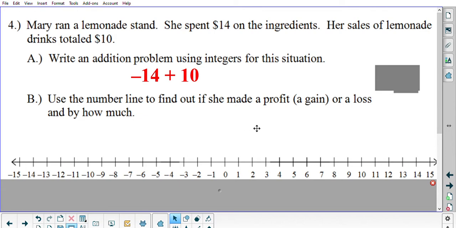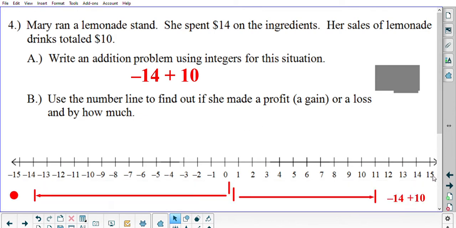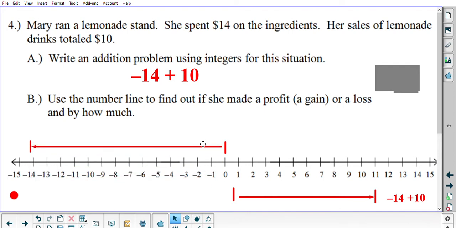Okay, I hope you did part B on your own already. If not, hit pause now because I'm about to go over it. You should have started at 0. So we put a bar straight above where the 0 is. First number is a negative 14. You should have gone left 14 from that 0, something like this. And let's make sure we label it negative 14.